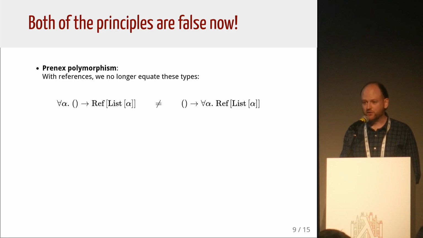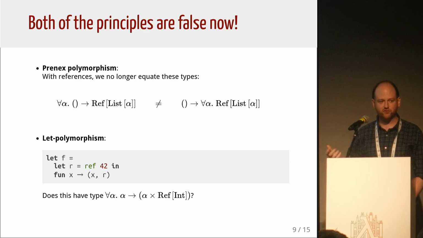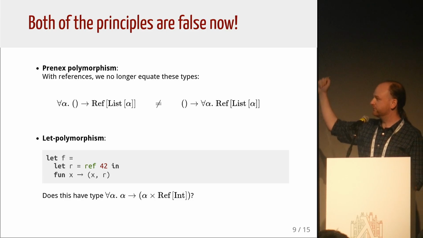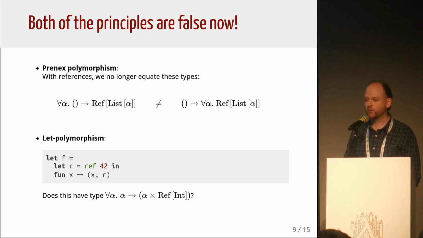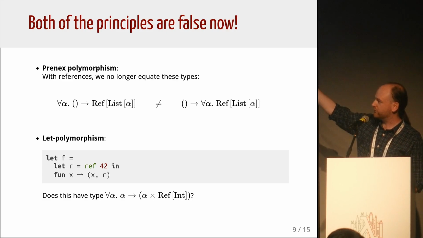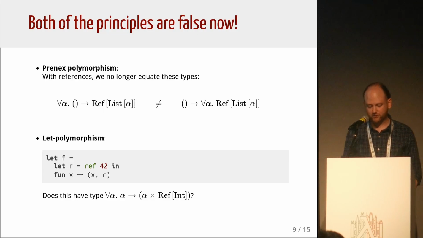The second one, let polymorphism, it is also false that we can just do instantiation of variables and do generalizations at lets once we have mutable references. Here is an example of a perfectly well-behaved program, which OCaml currently refuses to type check. It defines a function which takes an x of an unknown type. It also allocates a reference. The reference is an int reference. Its type does not depend on the type variable being generalized at all.